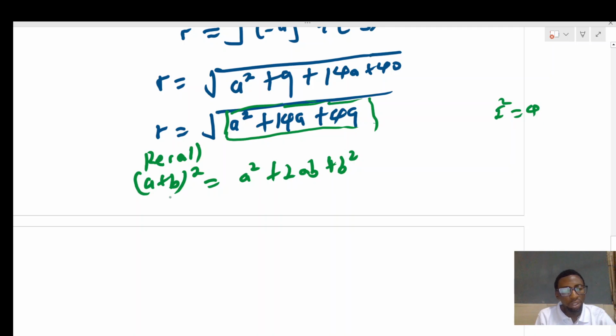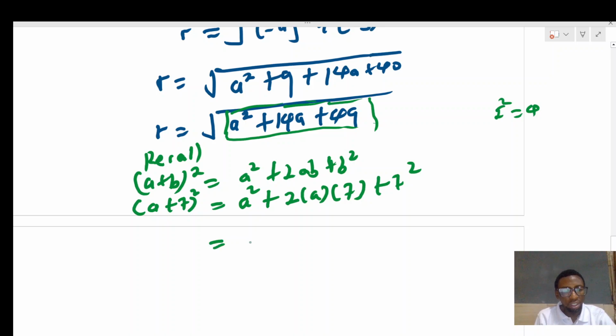So that will give me this. The same way, (a plus 7) all squared gives me a squared plus 2 times a times 7, where b is 7, plus 7 squared, and that will give me a squared plus 14a plus 49, which is (a plus 7) squared.